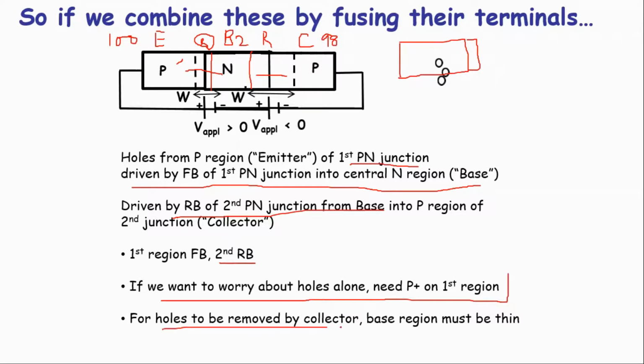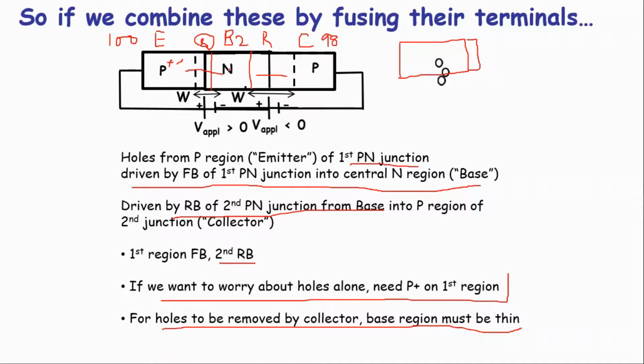For holes to be removed by the collector, the base region must be thin. That means the base region should be thin and the emitter should have enough number of holes. So that means doping is on the higher side, so it is P plus, so that we have more number of holes in the emitter. The emitter's function is to emit the holes. Base just recombines a few of them and the collector is to accept most of them.